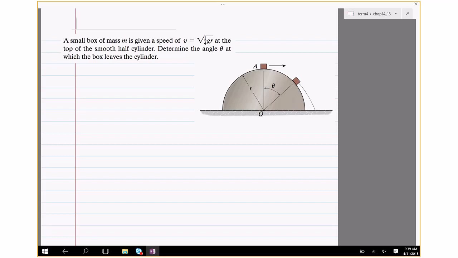A small box of mass m is given a speed of square root gr divided by 4 at the top of a smooth half cylinder. Determine the angle theta, so you're going to find theta, at which the box leaves the cylinder.